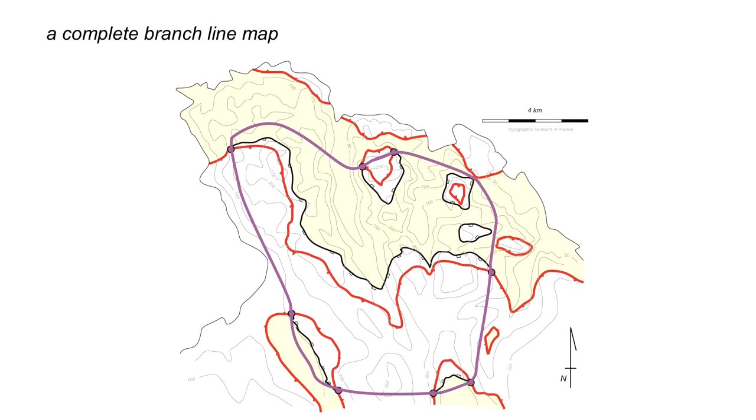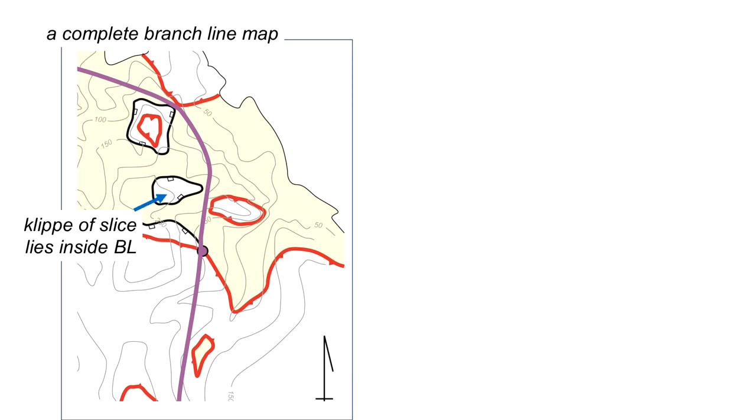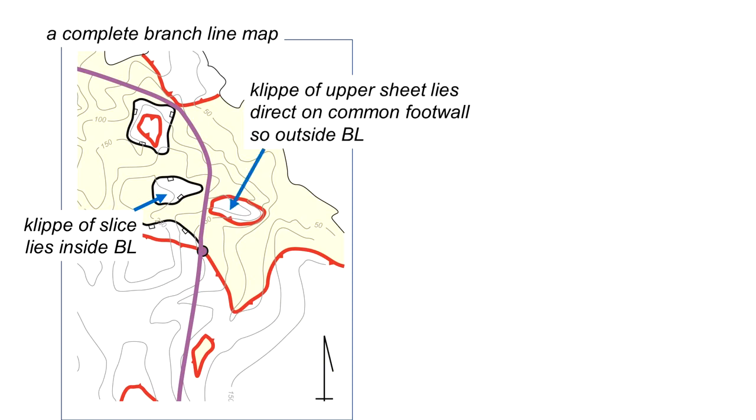Let's zoom in to this area down here. And we can see that as I've drawn the branch line through there, there's a piece of the brick thrust that lies on the left-hand side, therefore within the branch line loop here. So that clipper of the slice of rock that lies between the two thrusts lies inside the branch line. Conversely, here we've got a clipper of the red thrust sheet that lies directly on the common footwall and therefore lies outside the branch line.